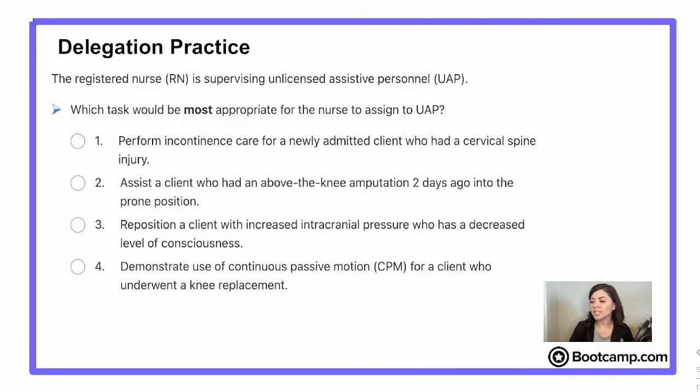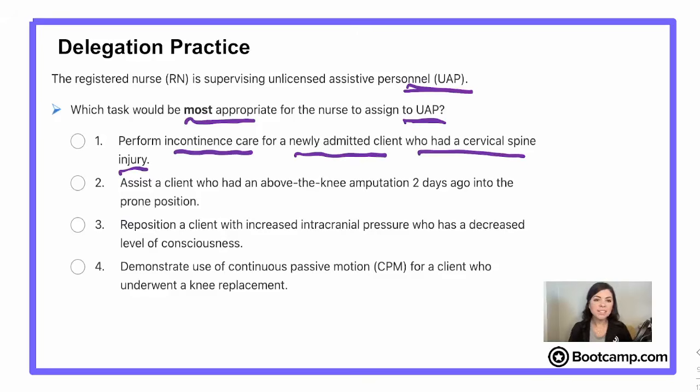The registered nurse is supervising unlicensed assistive personnel, or UAP. Which task would be most appropriate for the nurse to assign to a UAP? So let's take it one at a time. So the first option, perform incontinence care for a newly admitted client who had a cervical spine injury. So what do you guys think? Should we delegate this task to a UAP?